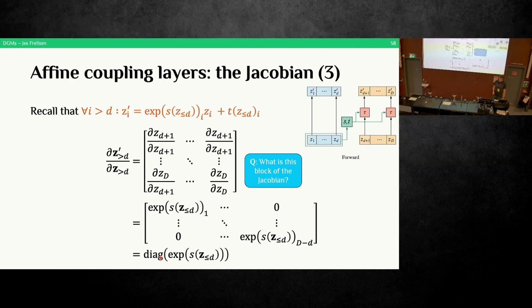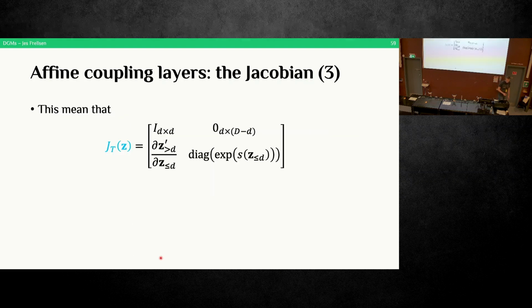So that means that now we know that this block is the identity matrix, this is the 0 matrix, and this is just the diagonal matrix where the diagonal is the exponential of the output of the scale network. What about this guy here? Is this guy easy to calculate?